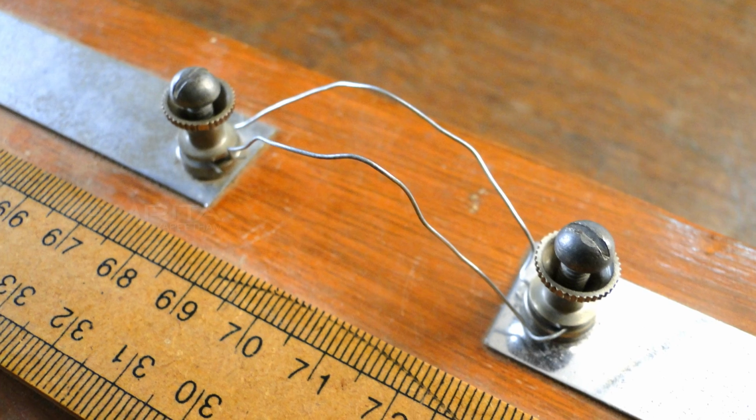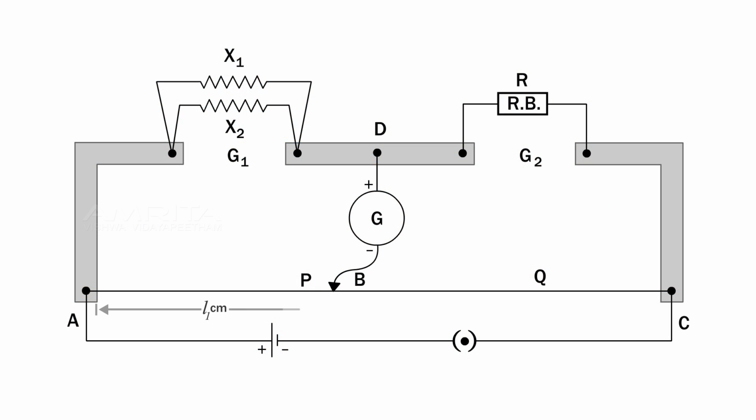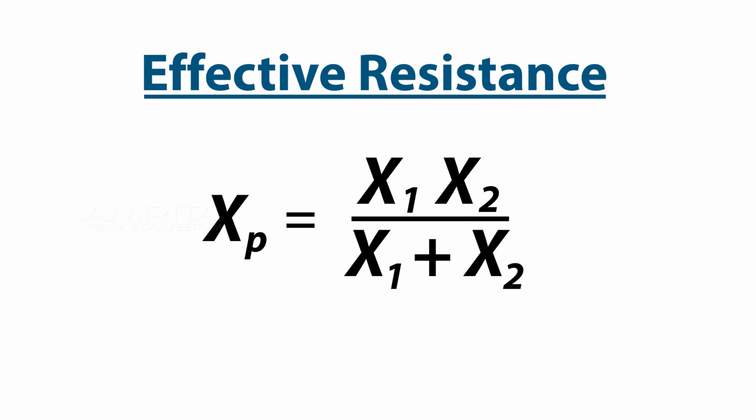Now connect the two resistances X1 and X2 in parallel and then connect this combination in the gap AB and repeat the experiment for different values of R. Then calculate the effective resistance XP using the equation XP is equal to X1 X2 divided by X1 plus X2.